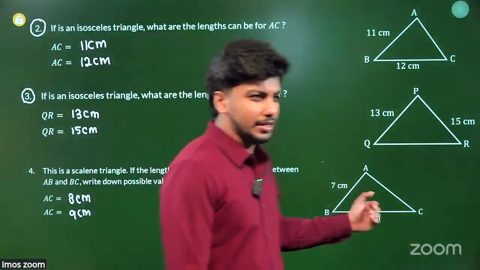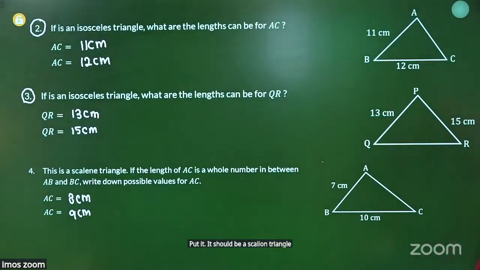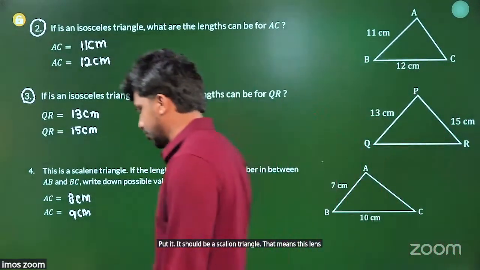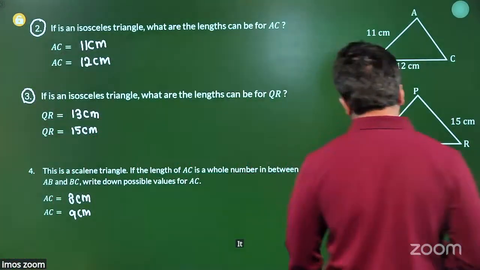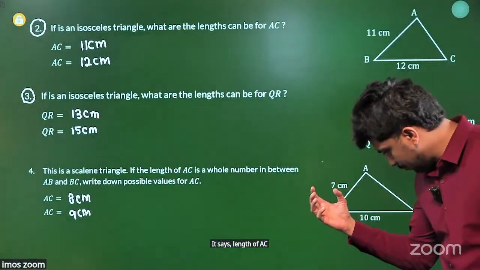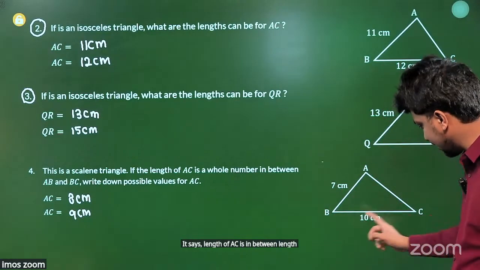It should be a scalene triangle. That means these lengths should be different to each other. It says the length of AC is in between the lengths of AB and BC.